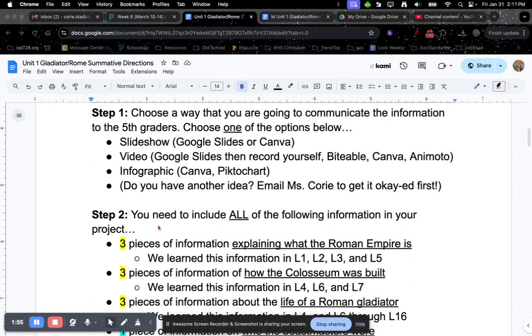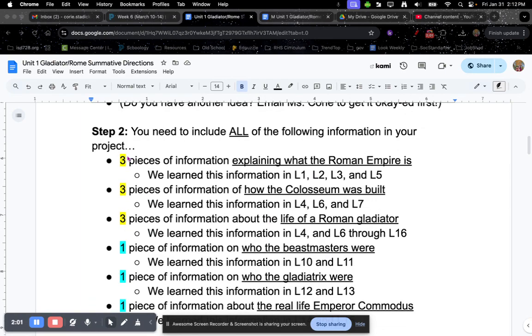Step number 2. You need to include all of the following information in your project. So you need 3 pieces of information explaining what the Roman Empire is. We learned this information back in lessons 1, 2, 3, and 5. Three pieces of information of how the Colosseum was built. We learned this information in lesson 4, lesson 6, and lesson 7.